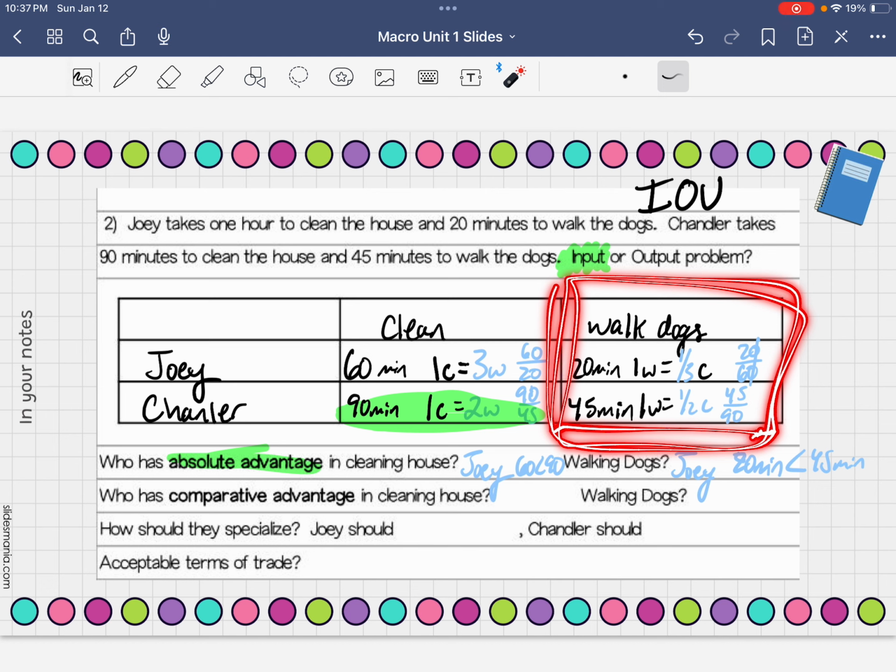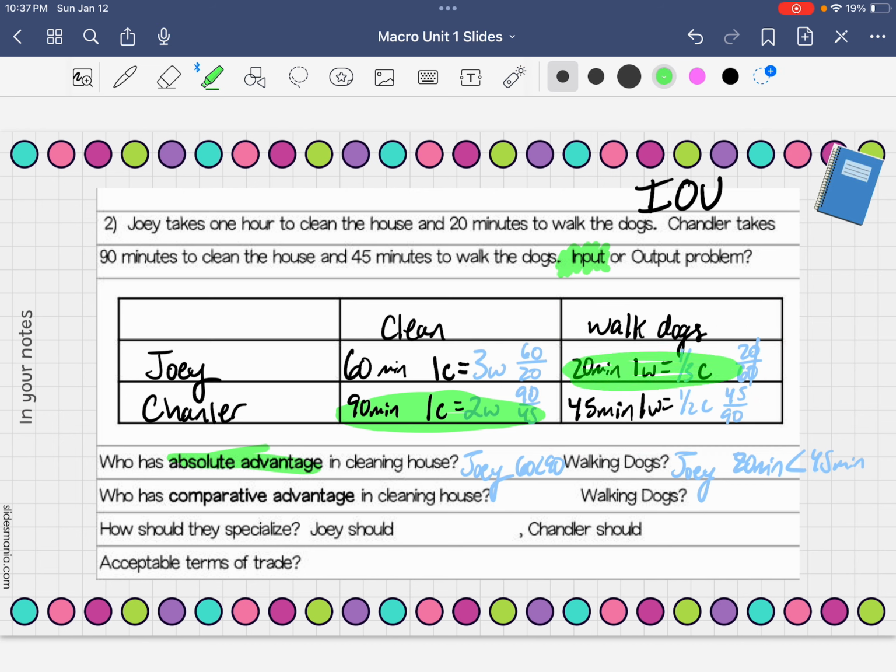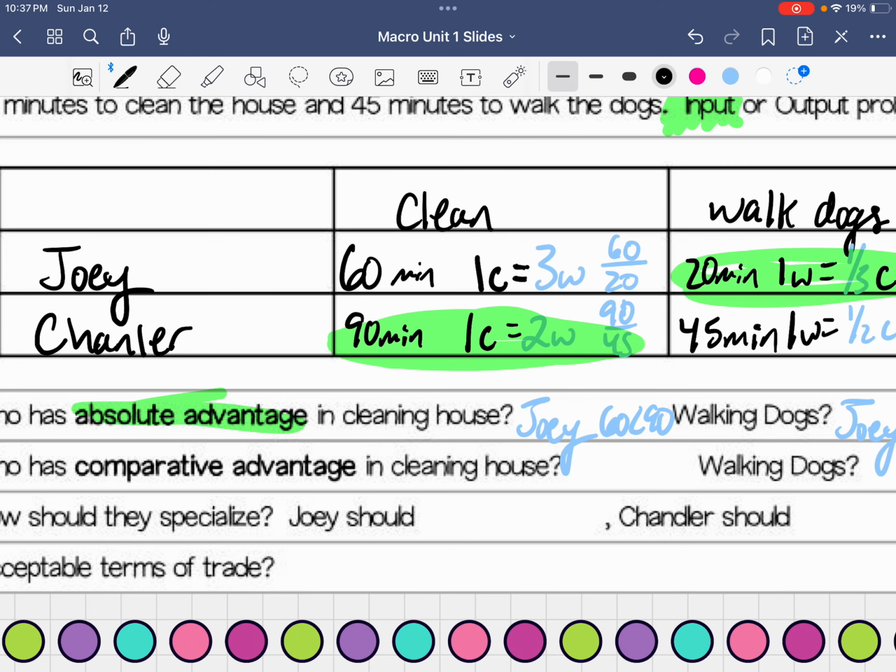Sorry, back to this. Who should be walking the dogs? 1/3 is less than 1/2. Joey. And you see how they're like crisscross here? So how do I write this out? I'm going to try and go really fast here. Who has the comparative advantage in cleaning the house? We decided it was C for Chandler. Why? Because 1 time to clean the house is the same as walking 2 dogs, which is less than the 3 walking dogs that Joey would do.